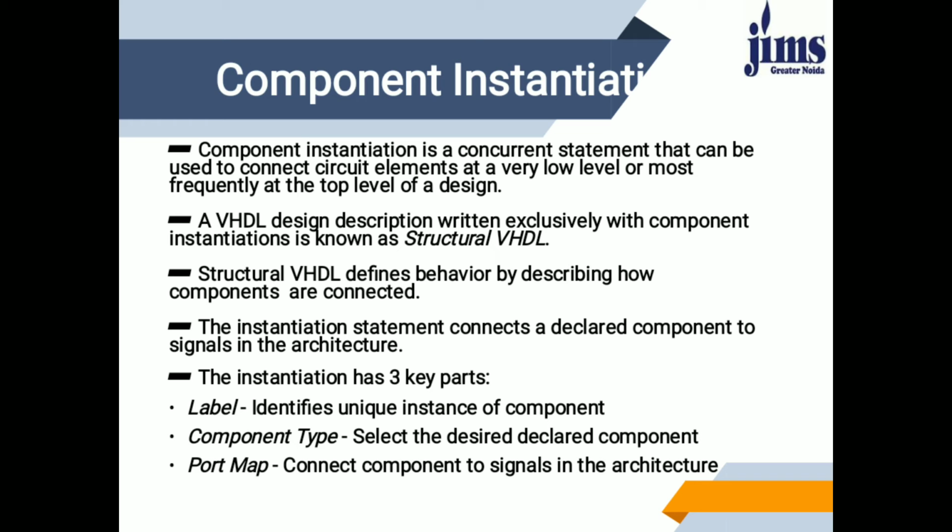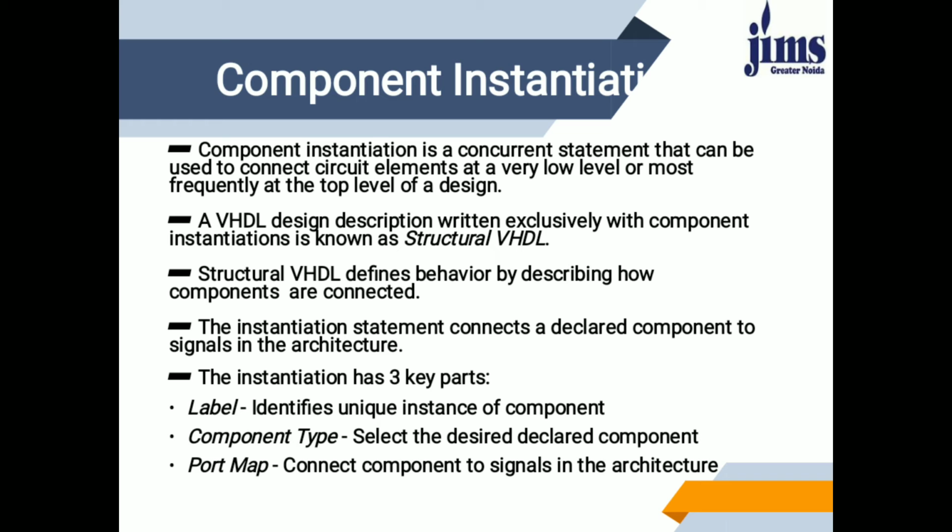Then we generally write the component name, then we port map those components. Then inside the bracket, we will write a list of actual signals through which port mapping is to be done. And then we will end the architecture. So this way we define the component instantiation.